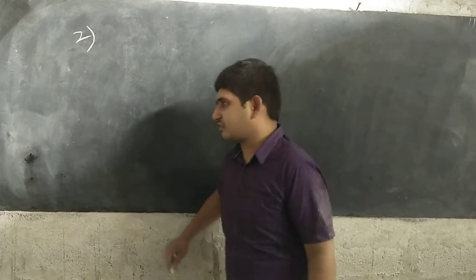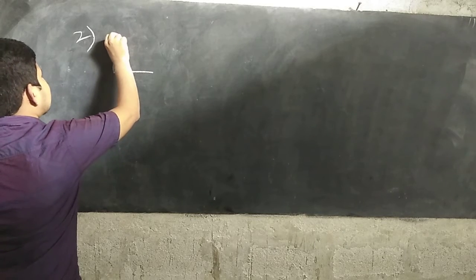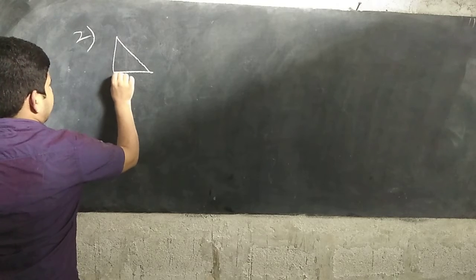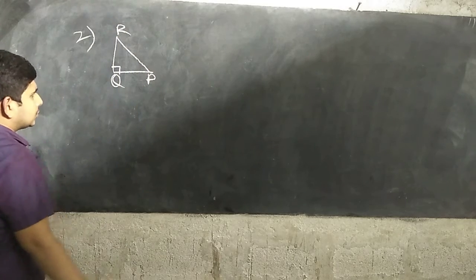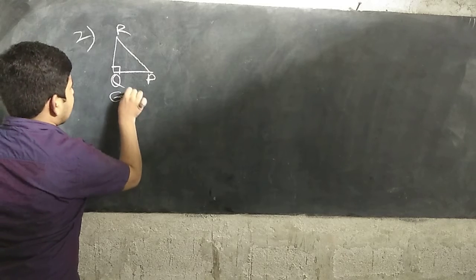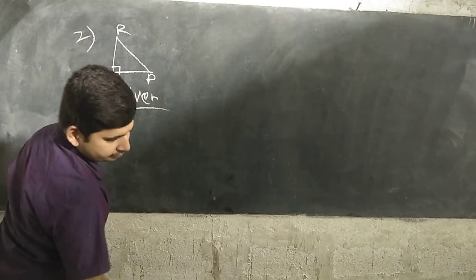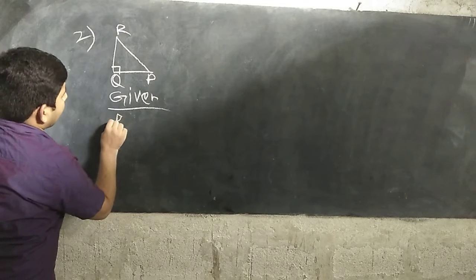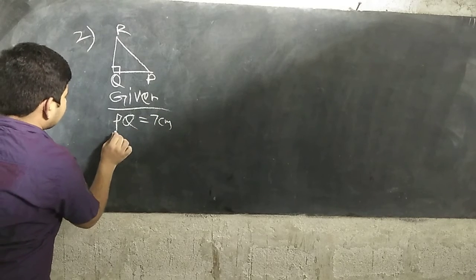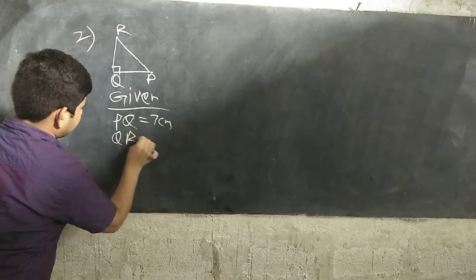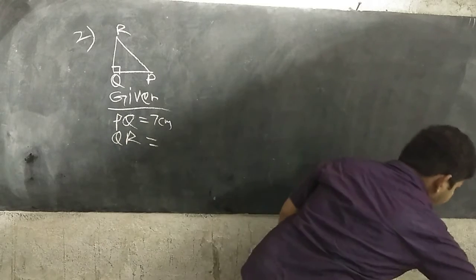For that, first we have to draw the triangle PQR. Triangle PQR, the right angle is at Q. Now, given data, we have to write: given PQ equal to 7 centimeters, and QR equal to, sorry, PR equal to 25 centimeters.